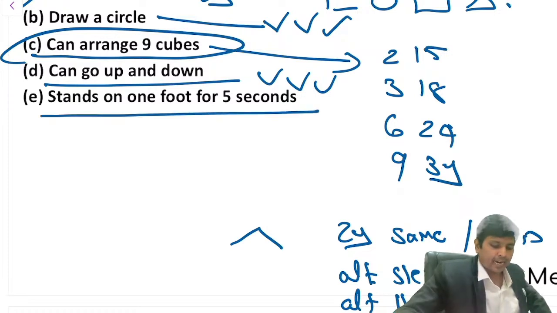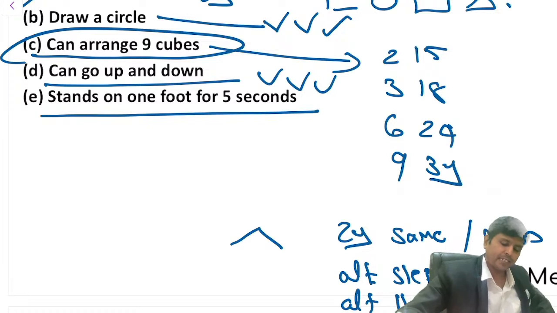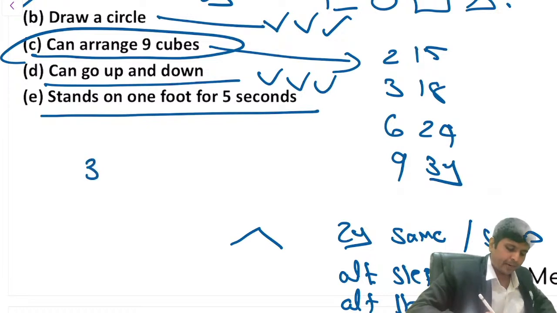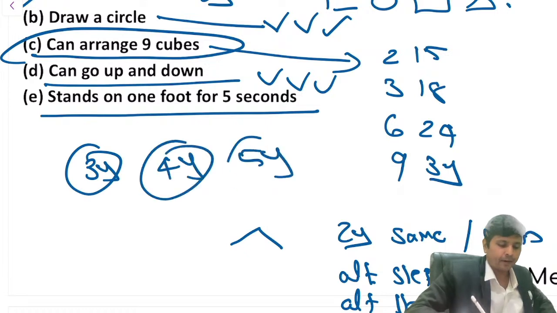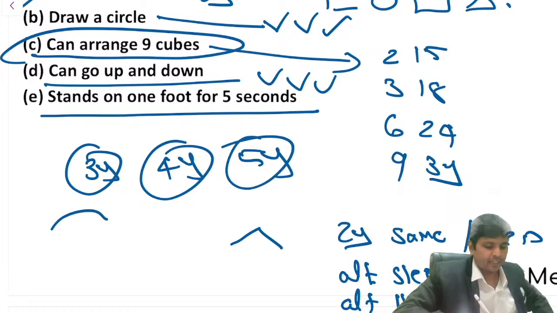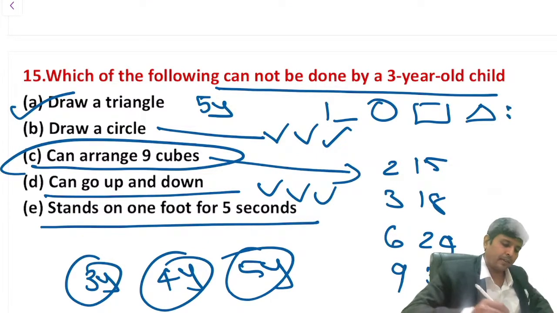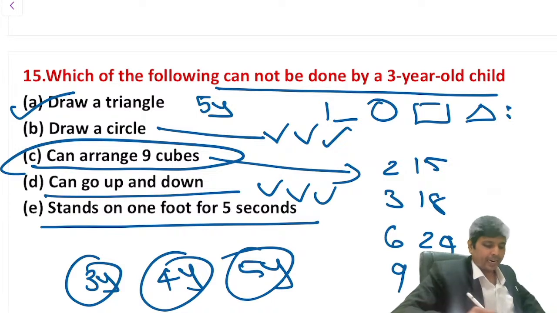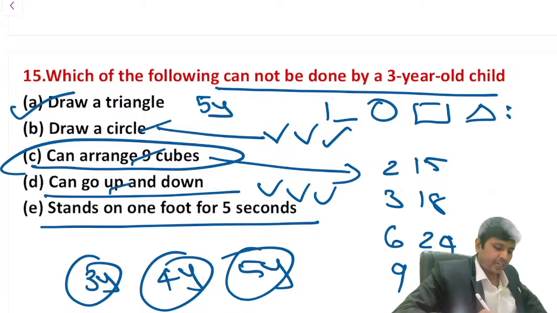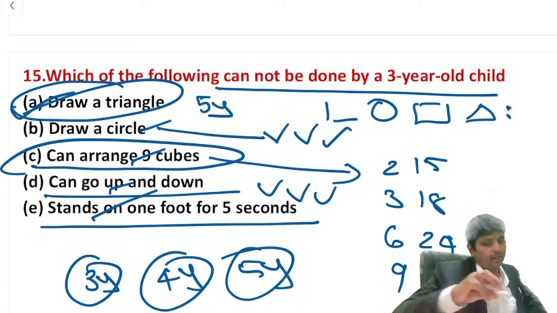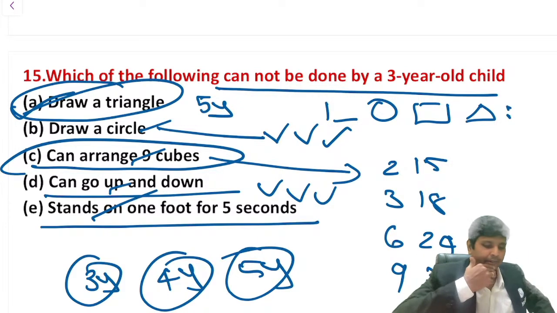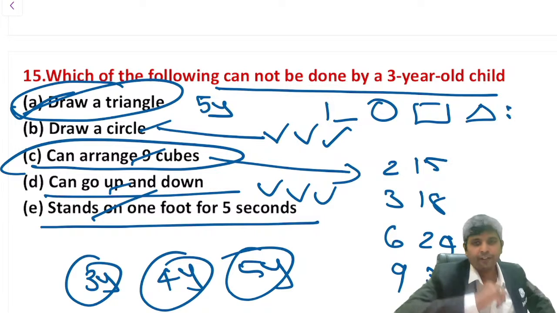Stand on 1 foot for 5 seconds. Yes, jumping can be done by about 3 years, hopping by about 4 years, skipping by about 5 years. Whenever a child wants to jump, it has to stand momentarily on 1 foot for 5 seconds, so accepted. So what must be the answer? The 3-year-old child can do all of these, but not draw a triangle. Draw a triangle usually occurs by about 5 years.